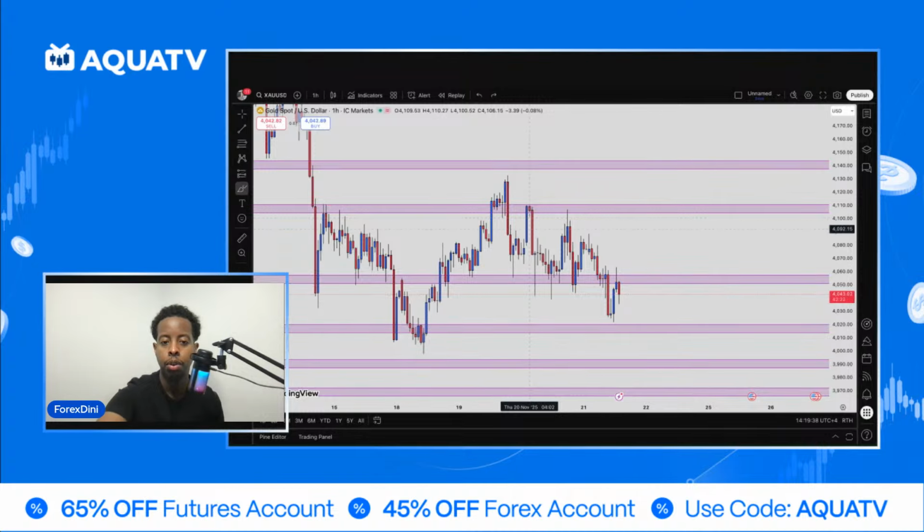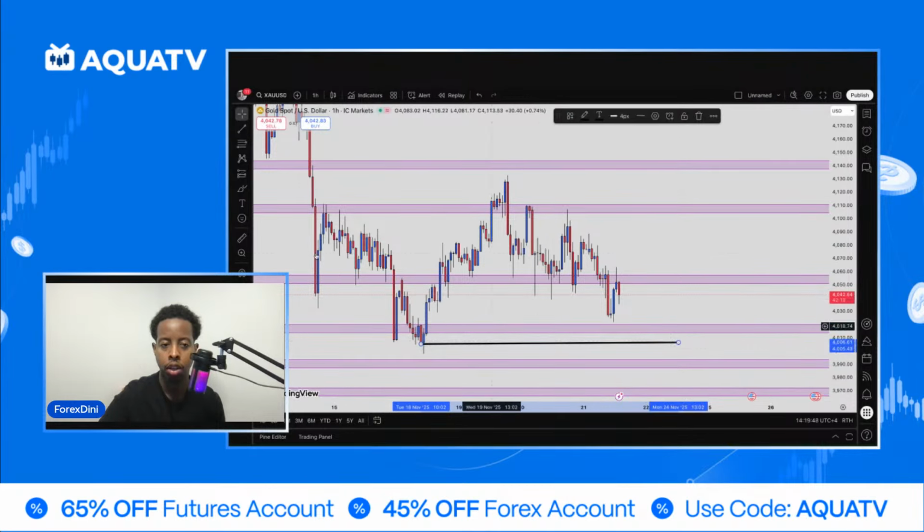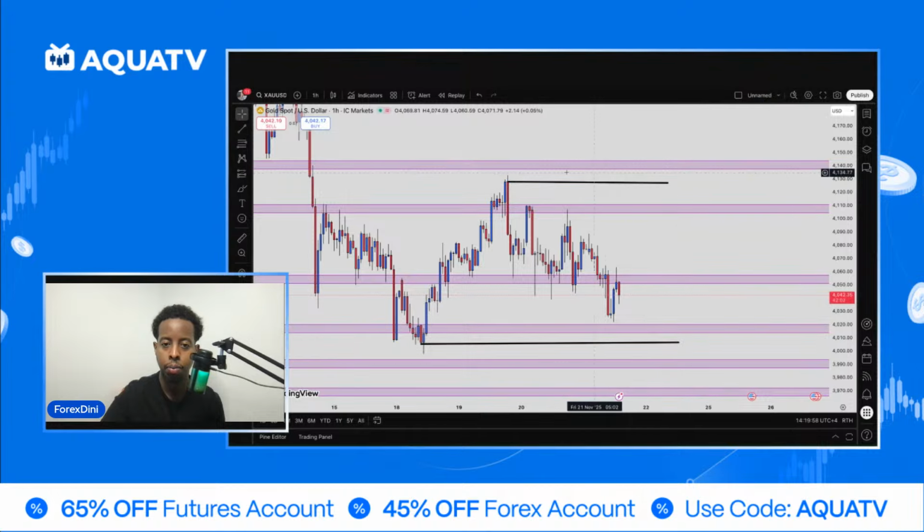Very simple. Right now, essentially, that's what I'm waiting for. I want to see a break below and a close below, as well as a break above and a close above this level specifically.